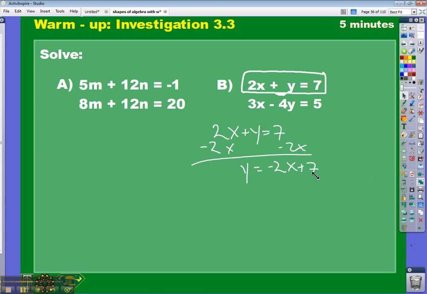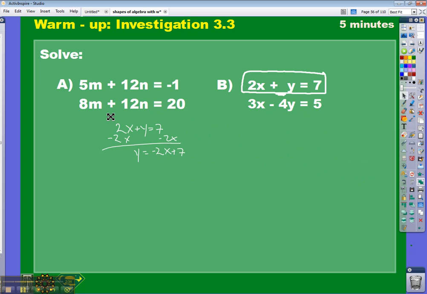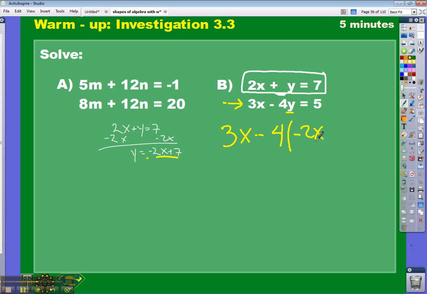So we're going to have to use that. I'm going to shrink it so that I have more room. I'm going to put it over here. So now, I'll use yellow. I'm going to work in this equation. But now I know what y is equal to. Y is equal to negative 2x plus 7. So instead of this y, what am I going to write? Negative 2x plus 7. So I have 3x minus 4 times negative 2x plus 7 is equal to 5.